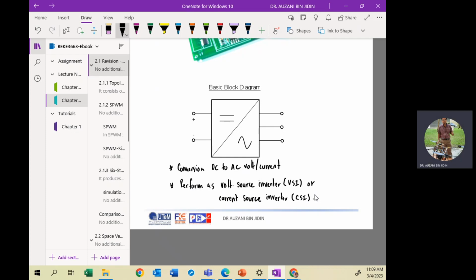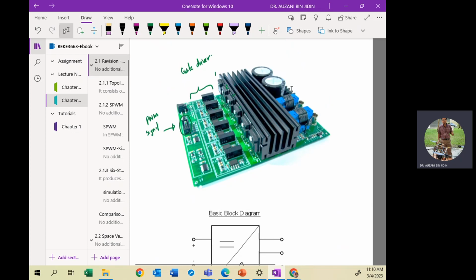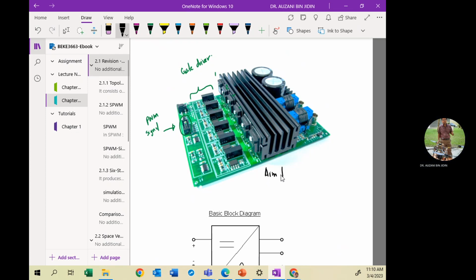You control the current. Okay, so for the design of the inverter, there are various types of modulation techniques to control the inverter. You have sinusoidal pulse width modulation, 6-step, SPWM, and so on. The aim of the control strategy is to obtain high performance. Means the inverter actually aims to obtain high performance.